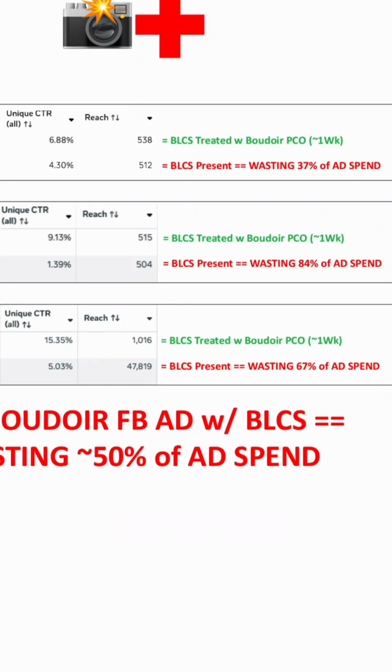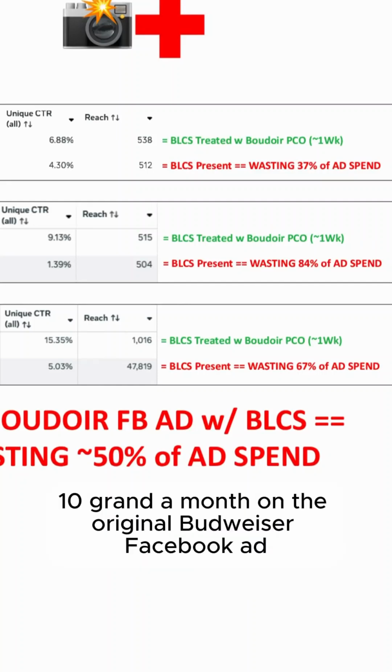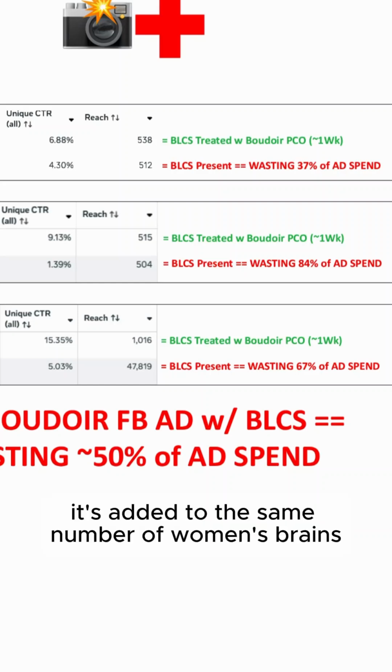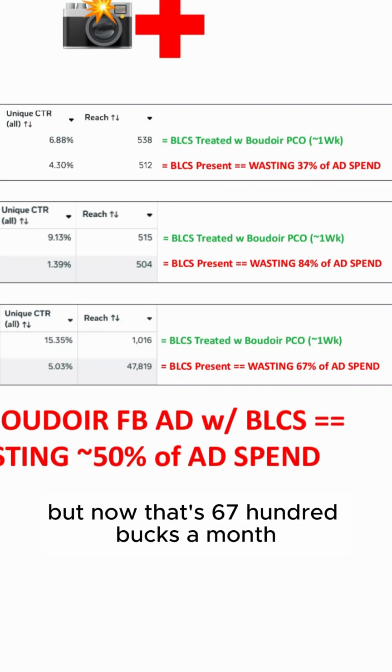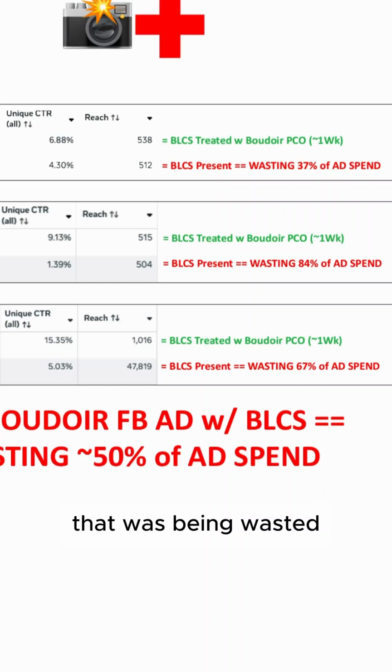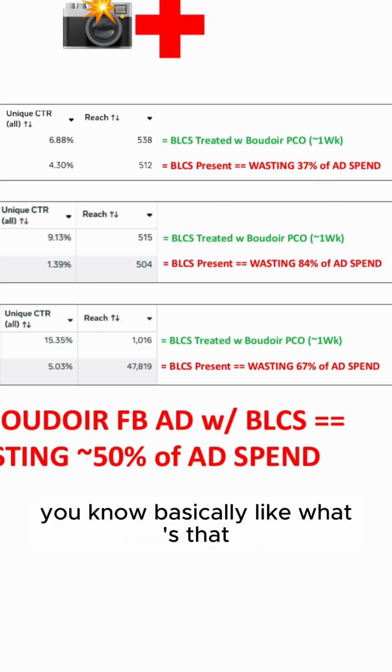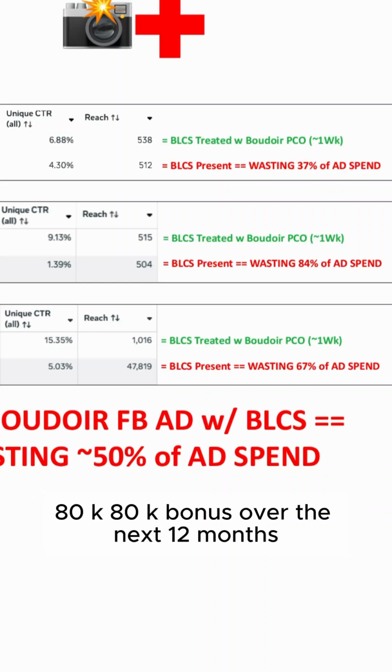And as a result, if he spent 10 grand a month on the original Boudoir Facebook ad, then now he only has to spend $3,300 a month on the Boudoir Pico treated ad, and he gets to add into the same number of women's brains in both scenarios. But now that 6,700 bucks a month that was being wasted is eliminated, back in his pocket. He doesn't have to spend it as a phantom bonus every single month. Basically like an 80K bonus over the next 12 months.